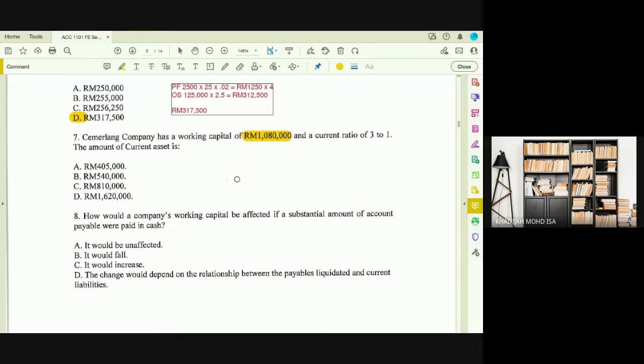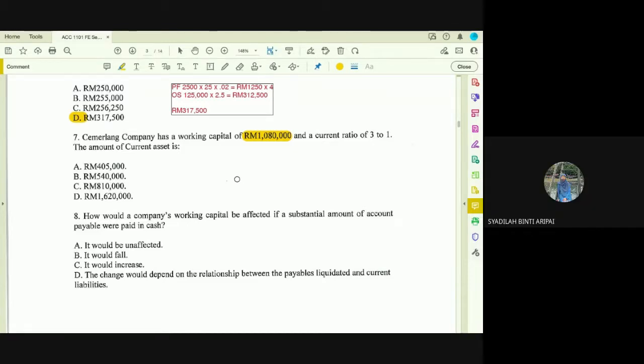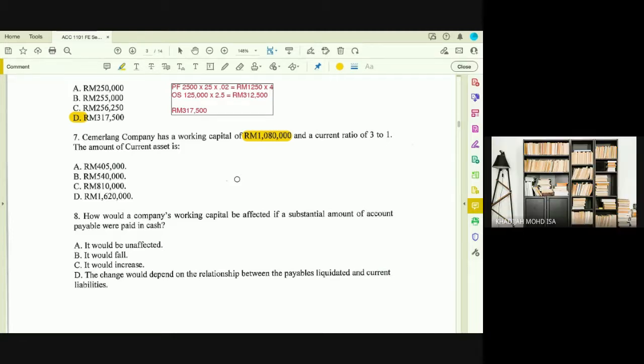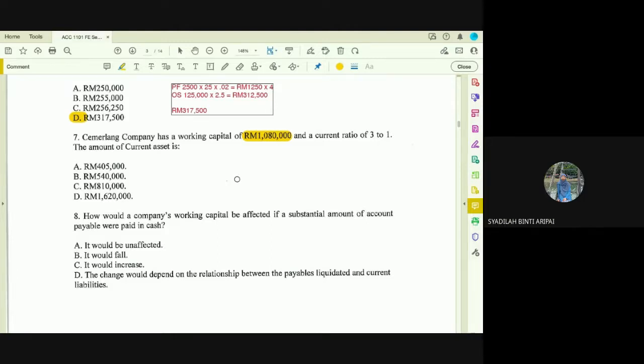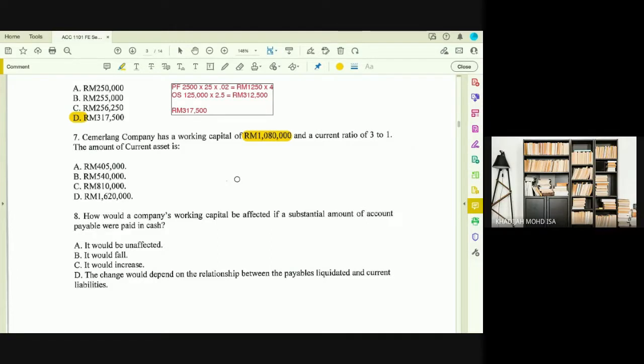How do you do that? 1,080 divided by 4, then multiply by 3. Times 3. Yeah, that's good. Right? Because when your ratio is 3:1, the total is 4. So you have a working capital of 1,080. What is the formula for your working capital? Current asset minus current liability, isn't it?